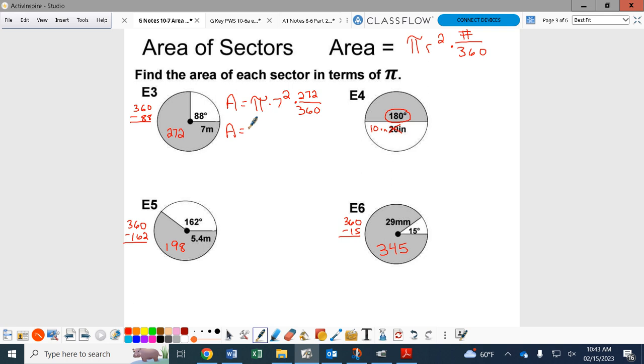So, grab your calculator, type 7 squared times 272, fraction button, 360 equals. Now, it does give you a mixed number, so hit second fraction button equals. It's a large fraction. What does it give you on top? That's not what I got. I got 1666 over 45 pi, and that would be meters squared.